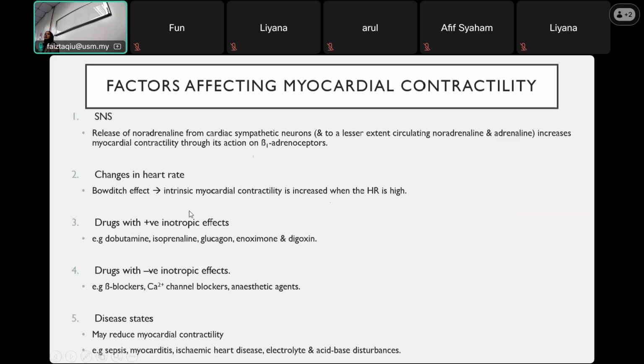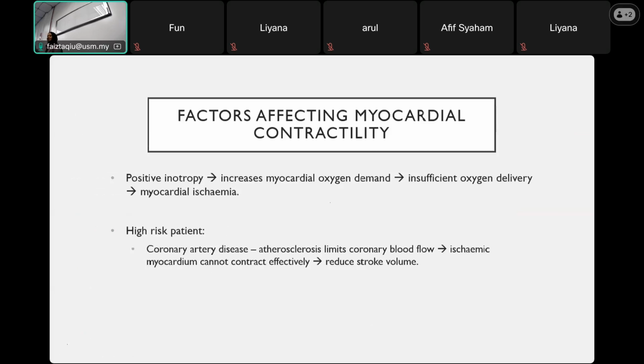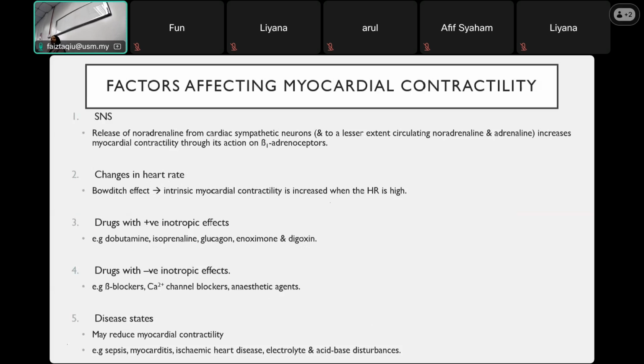So the drugs with positive inotropic effects, for example, dobutamine, adrenaline, glucagon, digoxin, and drugs with negative inotropic effect, for example, beta blockers, calcium channel blockers, and anesthetic agents. In disease state, it can reduce the myocardial contractility, for example, patient in sepsis, myocarditis, ischemic heart disease, electrolyte imbalance, and acid-base disturbance.